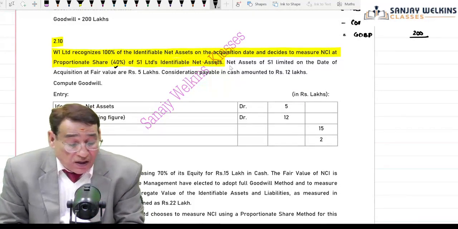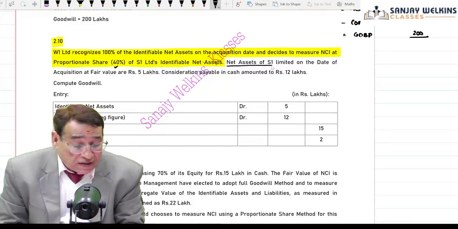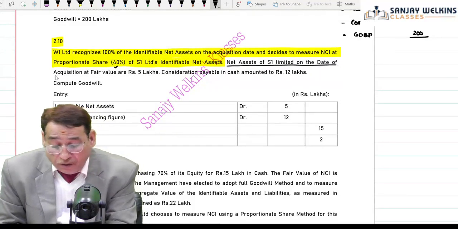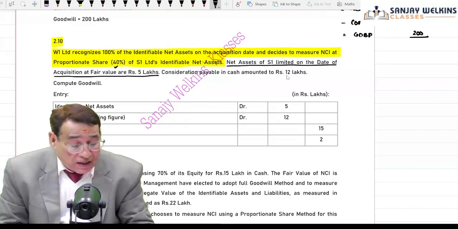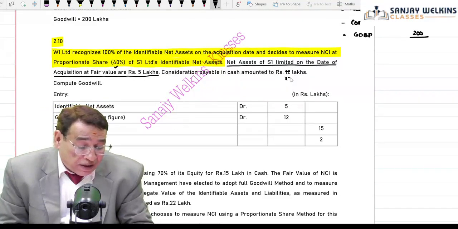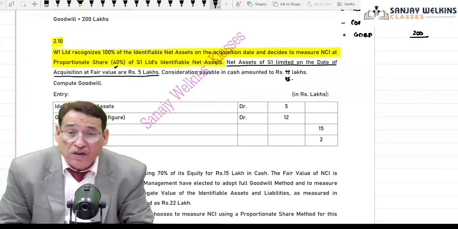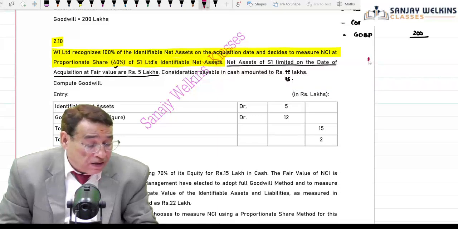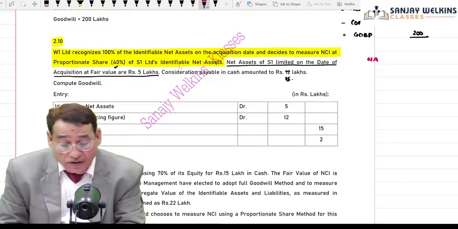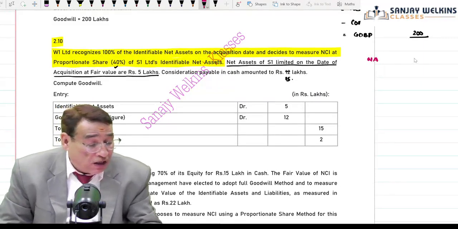Correct? Now further it is given net assets of S1 Limited on the date of acquisition at fair value is equal to 5 lakh. And consideration payable, kindly rectify it. This is 15 lakh. Consideration is 15 lakh. Now in this question, your net assets on the date of acquisition, you have already noticed, is equal to 5 lakh, only 5 lakh.